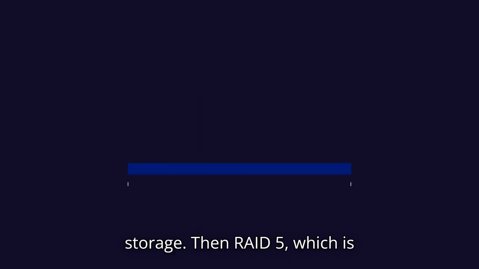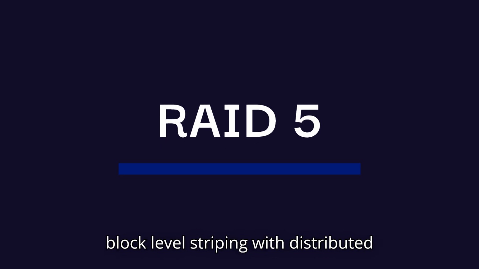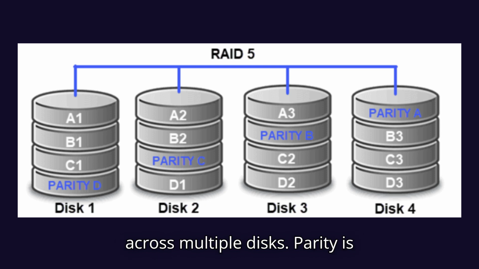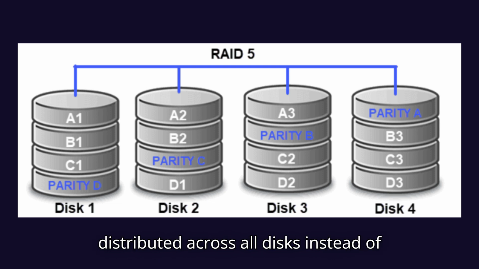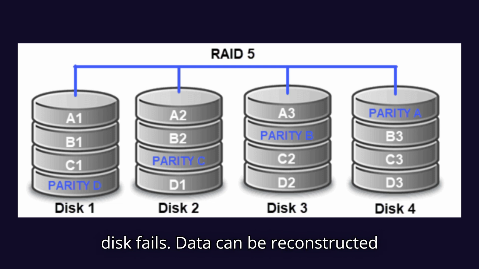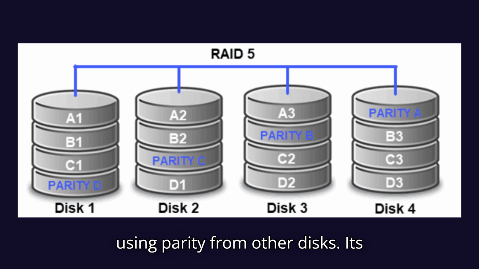Then, RAID 5, which is block-level striping with distributed parity. Here, the data is striped across multiple disks. Parity is distributed across all disks instead of using a dedicated parity disk. If one disk fails, data can be reconstructed using parity from other disks.